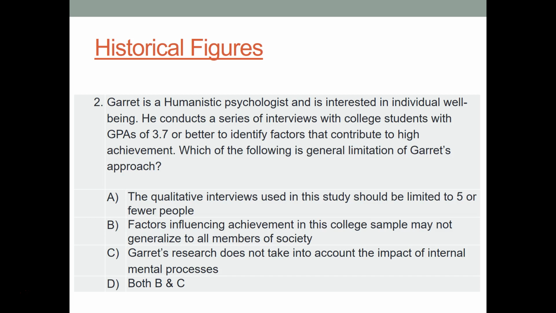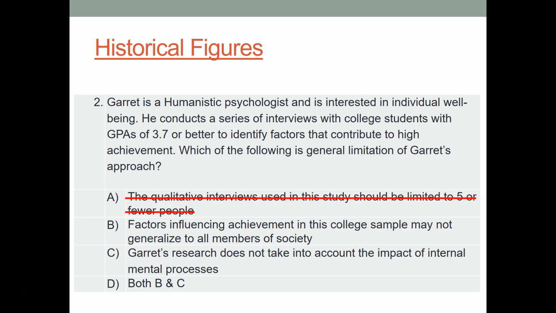And then take those and apply to this scenario here. So our first option is qualitative interviews used in the study should be limited to 5 or fewer people. Well, if we think about qualitative interviews, I don't remember anything about those being limited. That's just asking people about their experiences, things along those lines. But I don't know that limited to 5 or fewer people would be a limitation necessarily. So we're going to cross that one off.